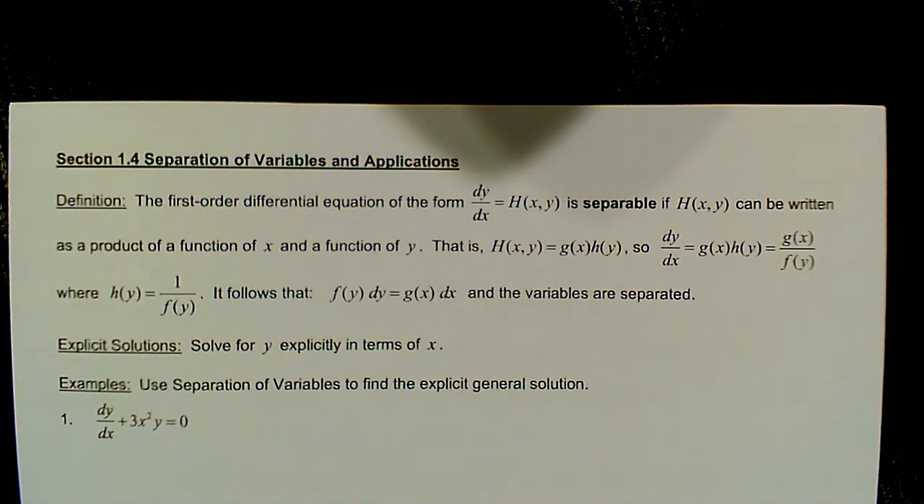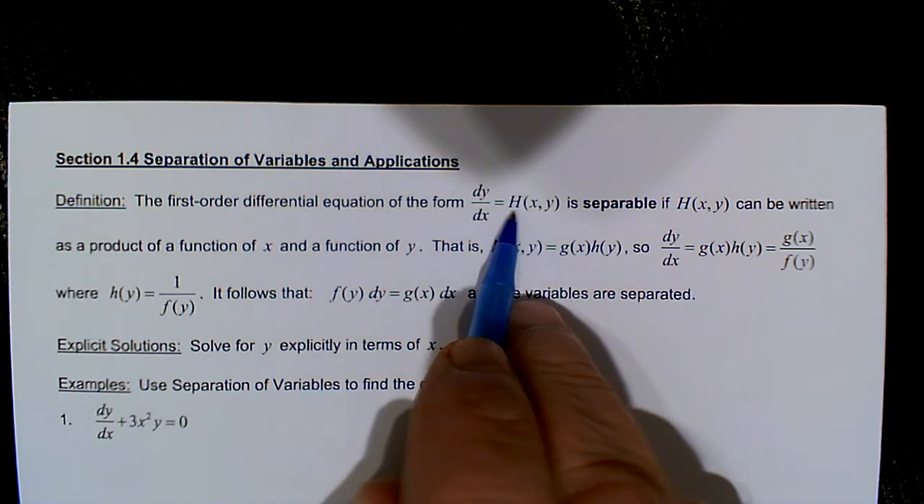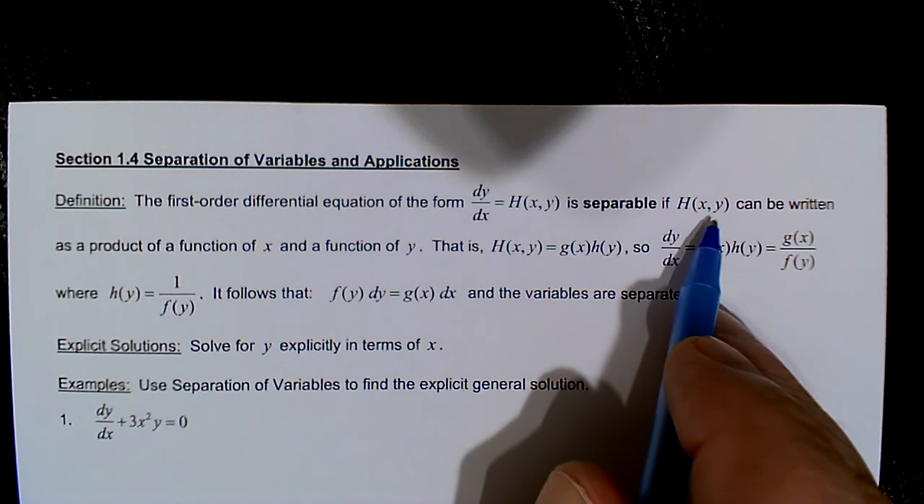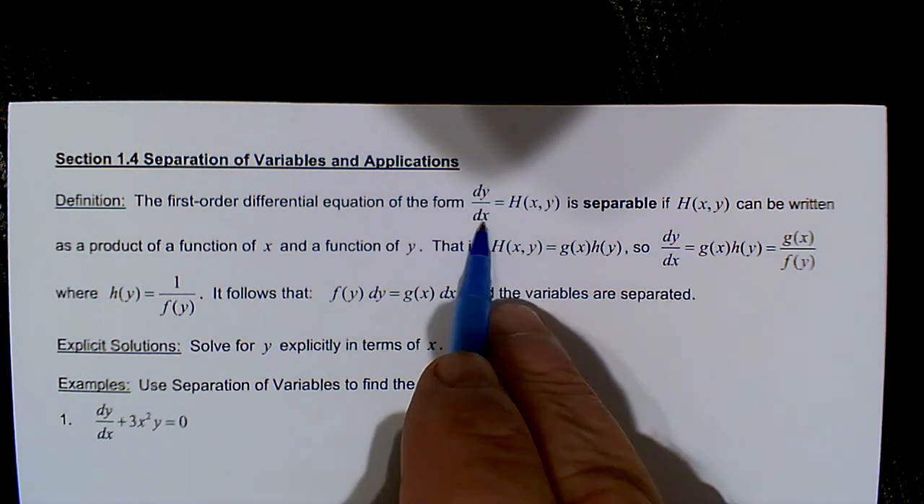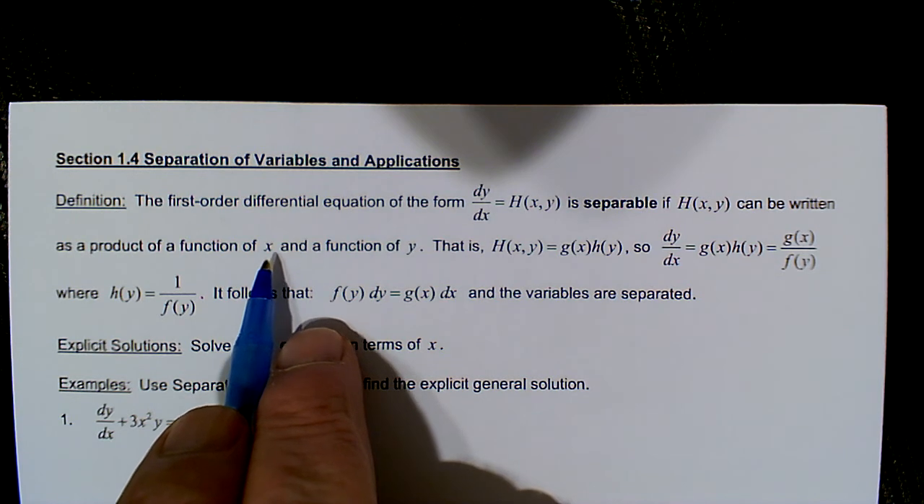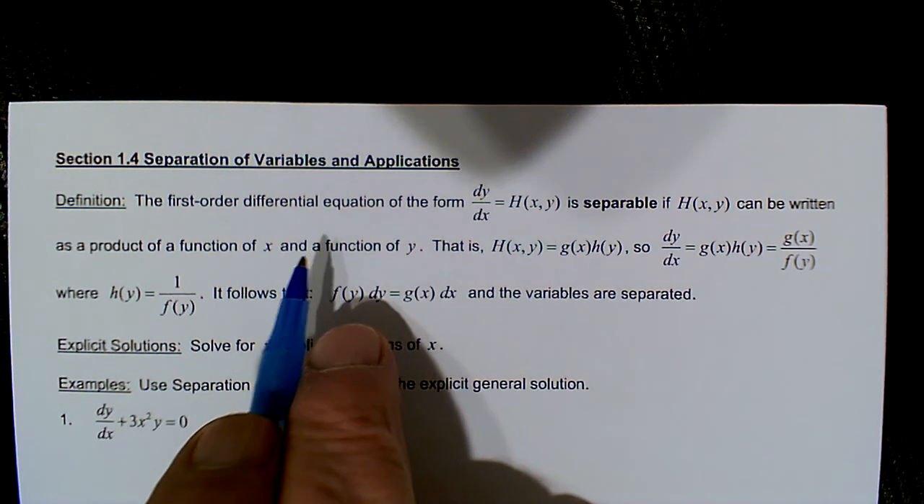Here is section 1.4, separation of variables and applications. We first define a separable differential equation. So it's first order. You'll have dy/dx equaling some function of x and y. And we say that it's separable if that function of x and y that dy/dx is equal to can be written as a product of a function of x and a function of y. So an explicit function of x and an explicit function of y.